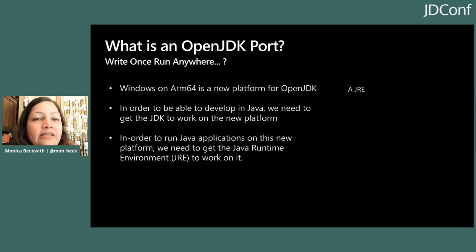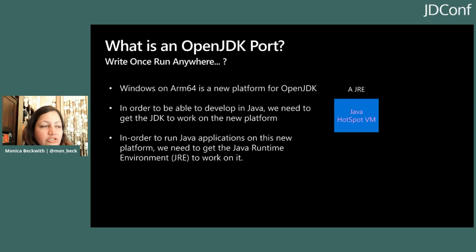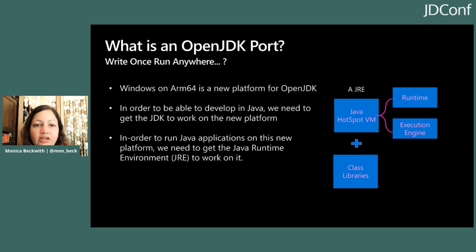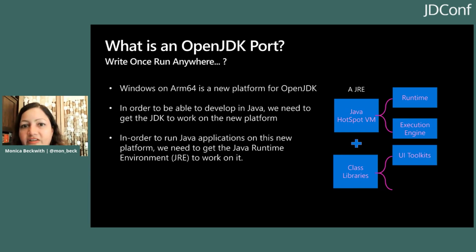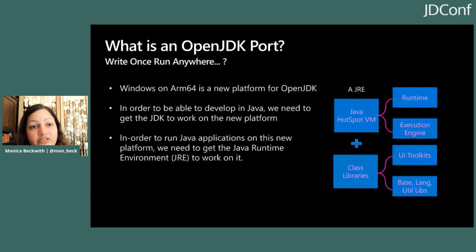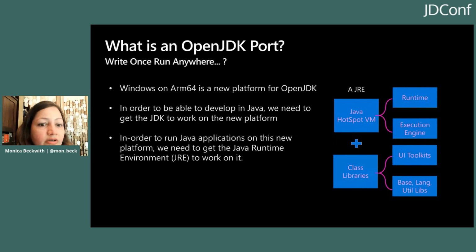So let's look at a JRE. The JRE consists of the Java HotSpot VM, as well as some class libraries. The HotSpot VM itself is divided into the runtime area, as well as the execution engine. And the class libraries, as many of you know already, are the UI toolkit, as well as the base, lang, util. We all use these libraries. Now, a JDK is a superset of the JRE. So the JDK enables a developer to utilize tools and utilities to develop and debug their applications.